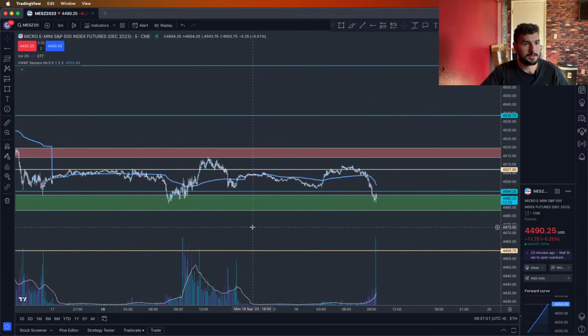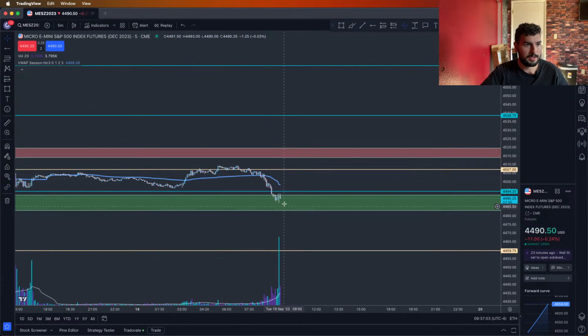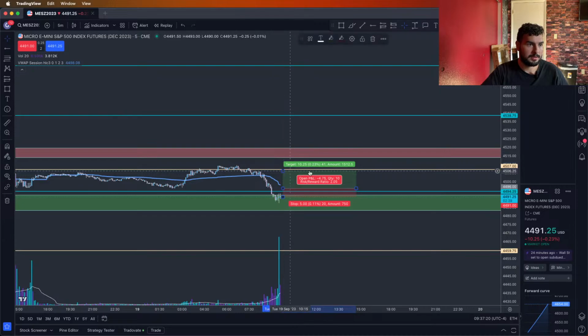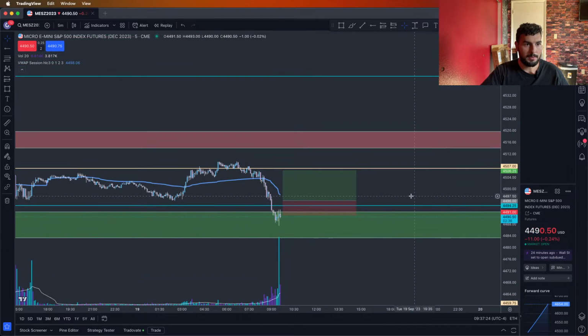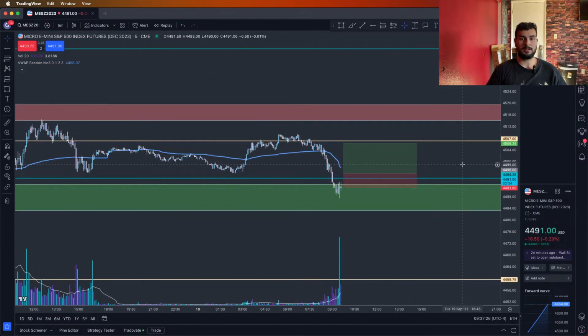So let's see. If we can hold this demand zone, maybe we can target the upside. I really would want to wait for us to break back above there 5 points, something like that. Target 10 points. That looks like a realistic trade idea right there. But first we need to wait for the trade to actually play out, get some confirmation.